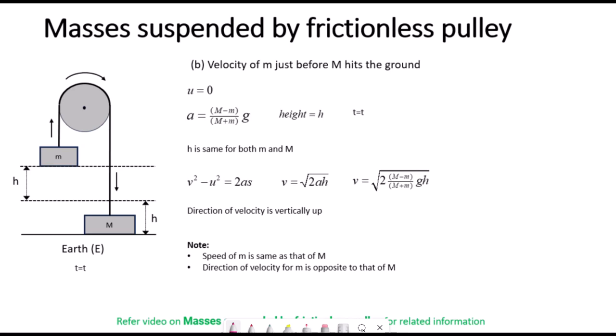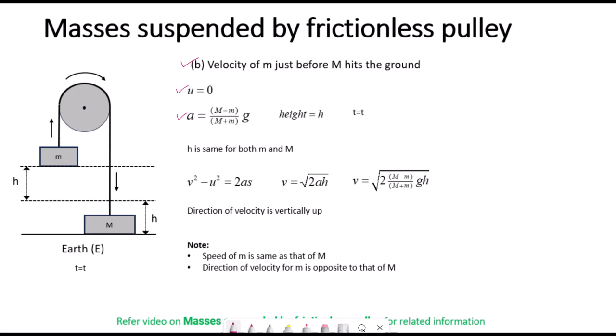Let's now apply the similar logic for part B, where we have to find the velocity of the smaller object just before the bigger object hits the ground. So everything else remains the same, like the initial velocity of the smaller mass is 0 because it was at a position of rest. And acceleration, as I have explained, acceleration of both the objects will always be the same. So it's given by (M minus m) over (M plus m) times g.